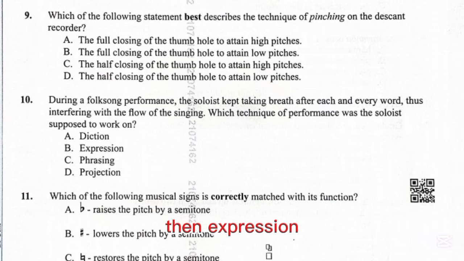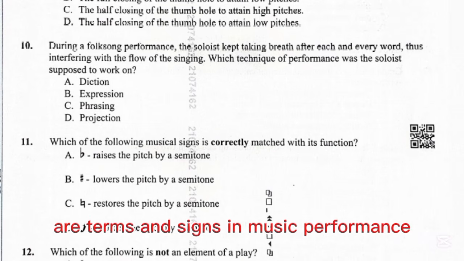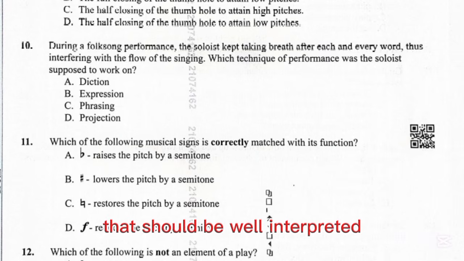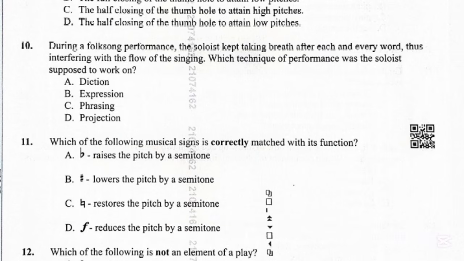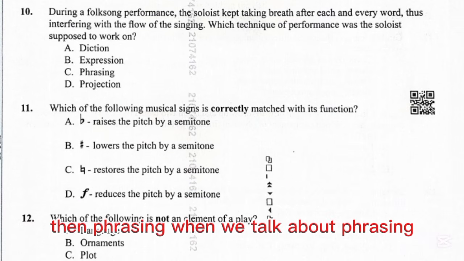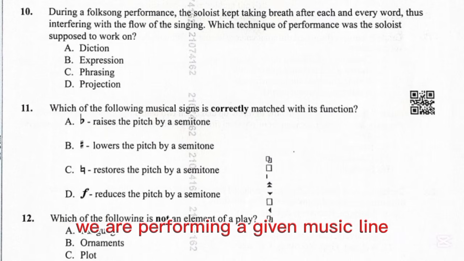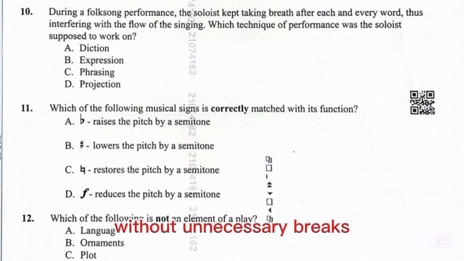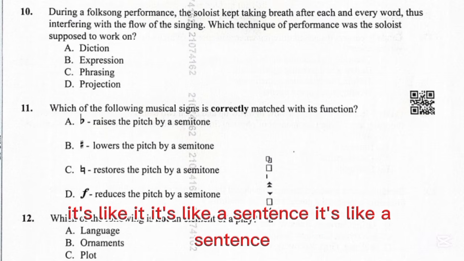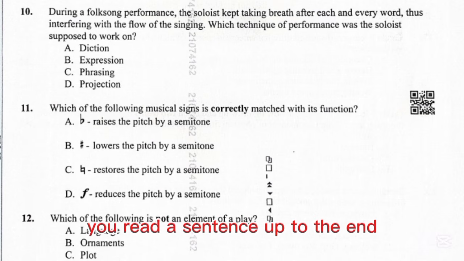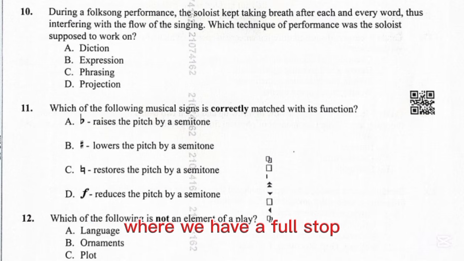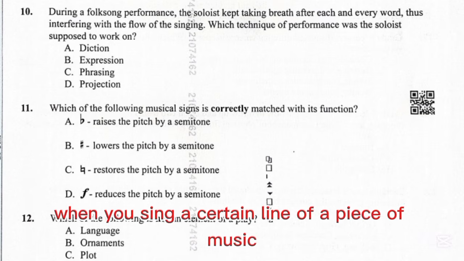Then expression are terms and signs in music performance that should be well interpreted. Then phrasing, when you talk about phrasing, we are performing a given music line without unnecessary breaks. It's like a sentence. Paraphrasing is like you read a sentence up to the end where we have a full stop. So in music, that is phrasing. When you sing a certain line of a piece of music up to the end.